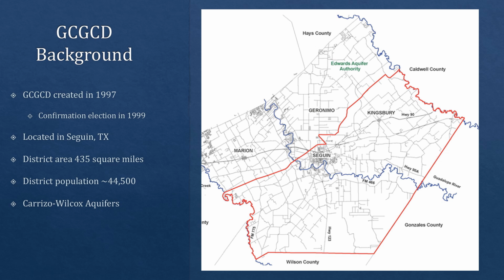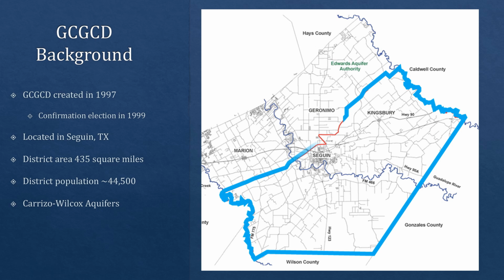The GCGCD boundary follows I-10 just north of Seguin, up Highway 123 to FM 20, to the San Marcos River, to the Gonzales and Wilson County lines, and then to Cibolo Creek as the western boundary back to I-10. The Guadalupe County Groundwater Conservation District overlies the Carrizo-Wilcox aquifers, which play a crucial role in the region's water supply. According to the 2020 census, the district is home to roughly 45,000 residents, highlighting the importance of effective groundwater management.